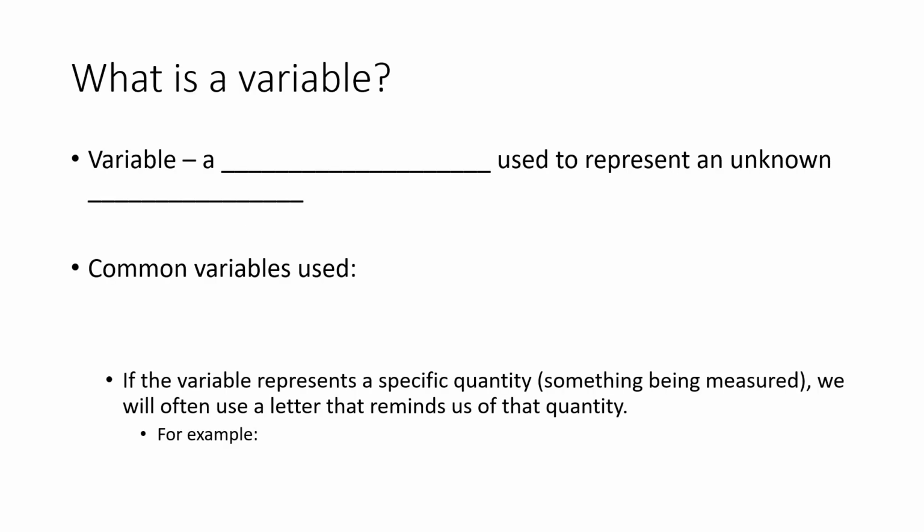So first off, we want to define what a variable is. A variable is a letter used to represent an unknown number, potentially a number that could be changing in value, hence the term variable. When you think of the word variable, you might think of the word vary. And so it's a letter that's used to represent something that's unknown.